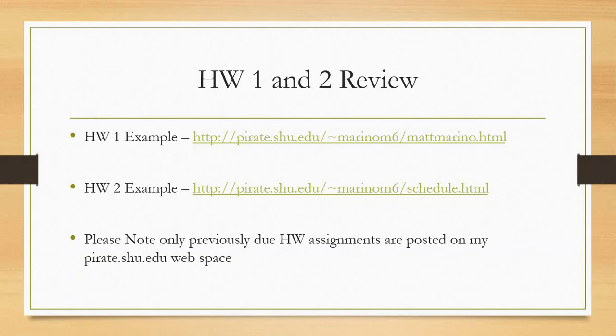For those of you who need further clarification or information on how to best complete homework 1 and 2 that have been previously due, I have provided examples for how they should look on my pirate.shu.edu website. Please note, however, that only the examples of homeworks that have been past due have been posted. For example, homework 3 for this week and project 1 will be posted after the due date.